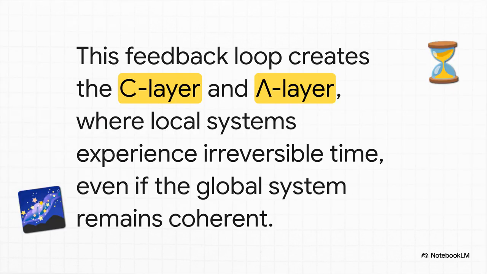And what this theory says is that this process actually creates different layers of reality. You can think of the C layer as the world of classical things like chairs and planets, and the lambda layer as the very geometry of space-time. So even if the universe as a whole is in some timeless, perfectly coherent state, these local layers are where decoherence happens, and that breakdown is what we experience as the forward march of time.